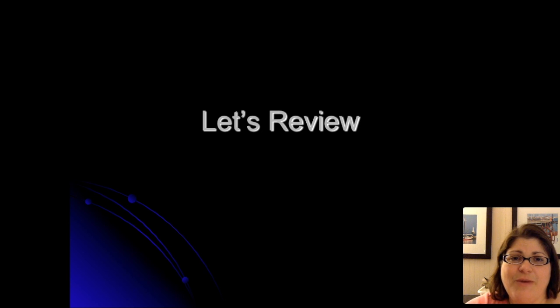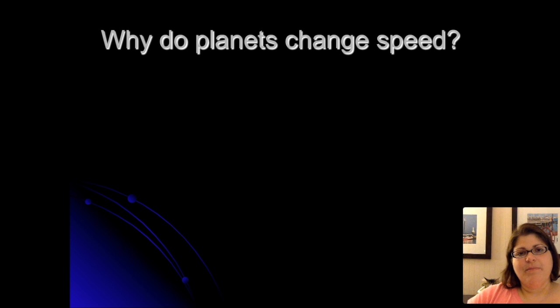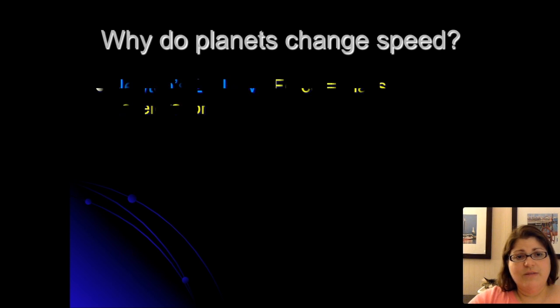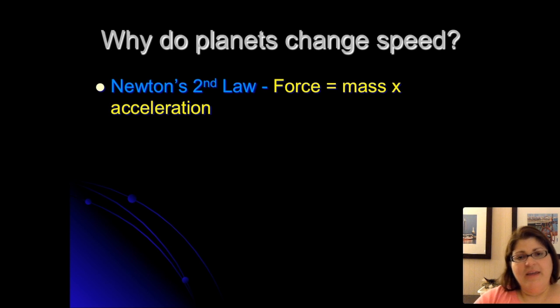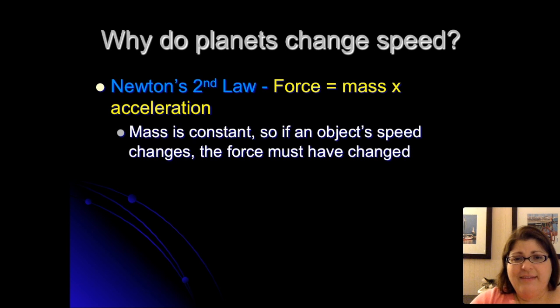Let's take a moment and review Kepler's second law. So why is it that planets speed up and slow down? Well, once again, the answer comes from Newton. Newton's second law specifically tells us that why, and his second law is that force equals mass times acceleration. Keep in mind that acceleration just means changing speed or direction. So, mass is constant. Planets don't lose and gain mass willy-nilly. They're pretty well fixed on that.